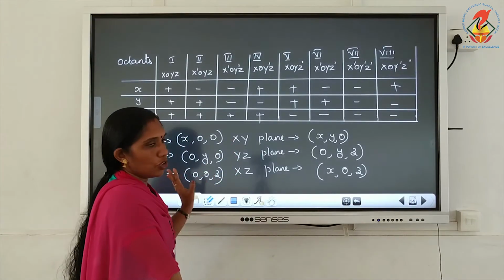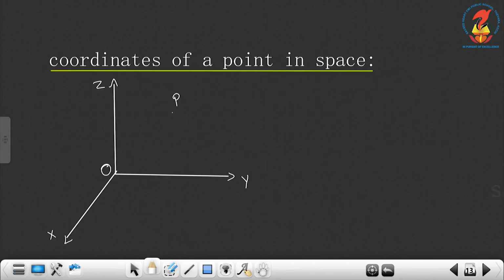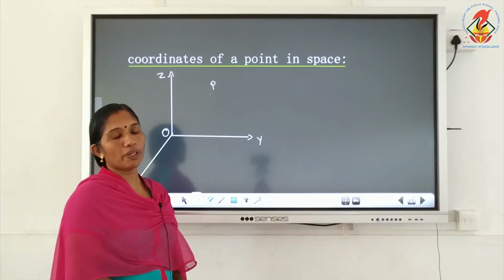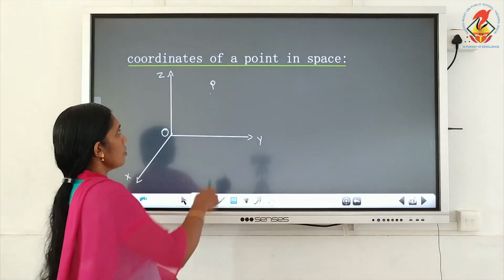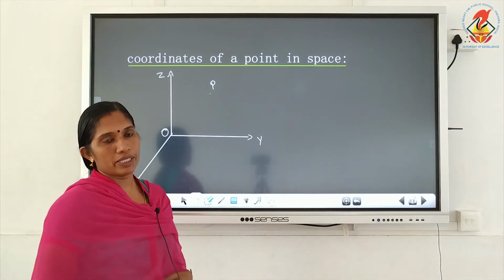So all this you have to learn. Now how to mark a point in space, or how to find the coordinates of a point in space. So let P be a given point.